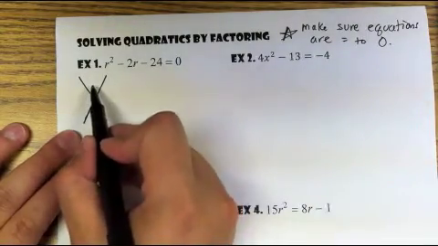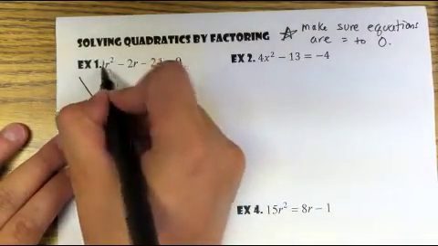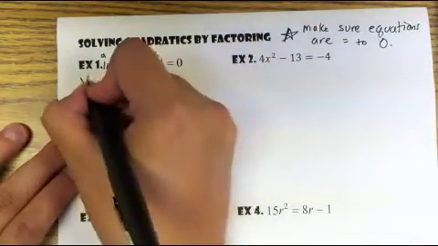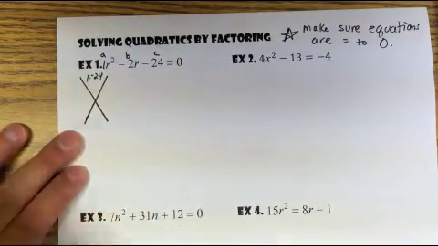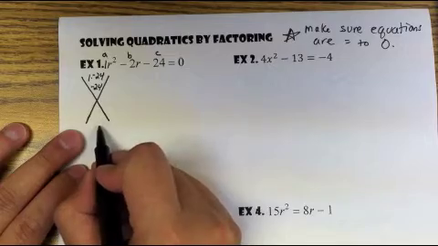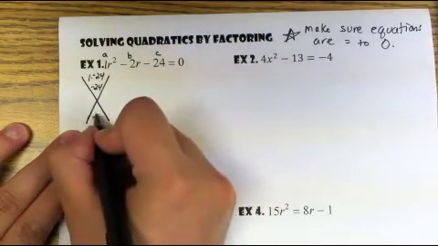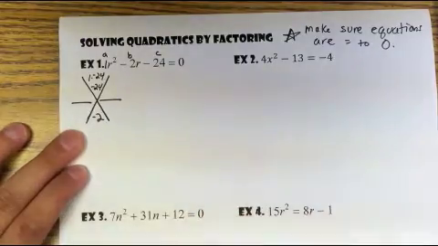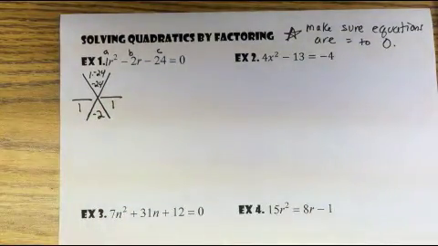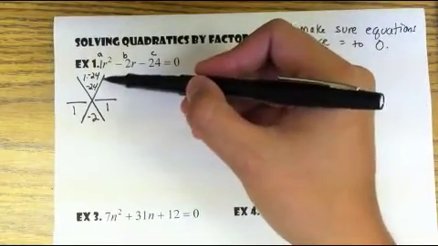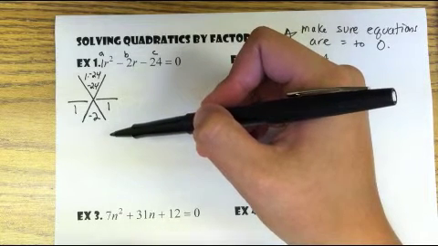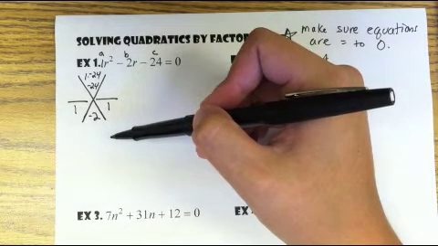What goes in the top is our A and our C. Our A is 1, and our C is negative 24. 1 times negative 24 is negative 24. What goes into the bottom? B, which is negative 2. What goes in our denominator? 1, or A. We're looking for factors. So what are some factors of negative 24 that when you add them up get you to negative 2? Think about that for a minute.